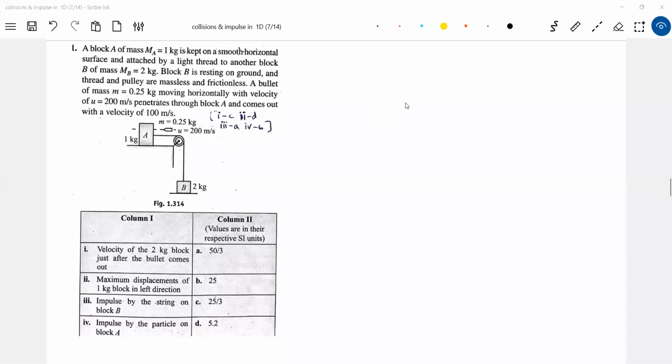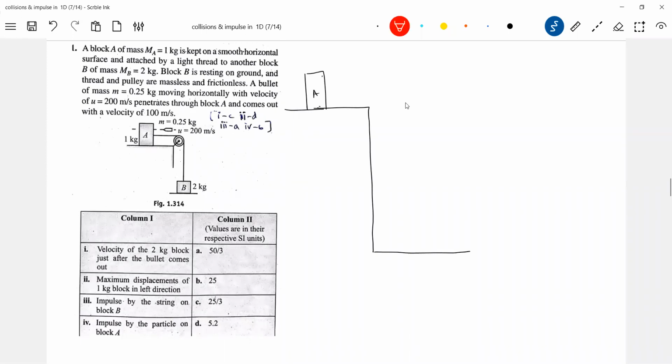Okay, read the question. There is a block, and there's a bullet. I think the initial diagram is the same. What is the condition? The bullet will pass through block B, block A.